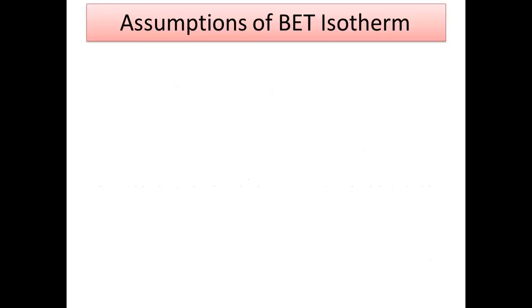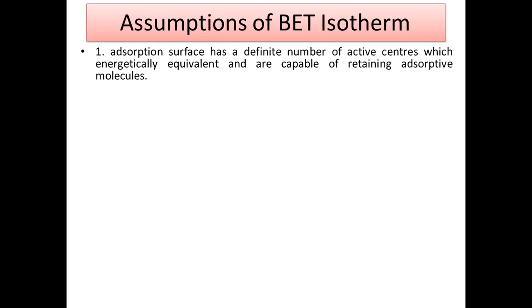Let's first have a look, in a similar way to what we learned with the Freundlich adsorption isotherm and the Langmuir adsorption isotherm. Of course, the BET isotherm depends on certain assumptions. First we are going to discuss all these, and then we will move to the theory and its equation. With the BET isotherm, the adsorption surface has a definite number of active centers which are energetically equivalent and are capable of retaining adsorptive molecules.